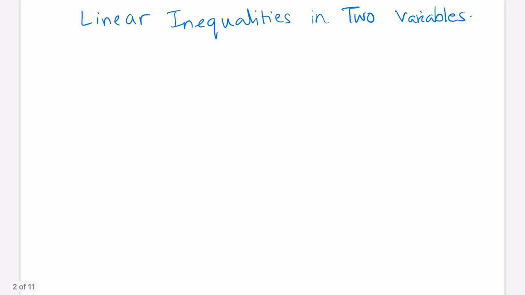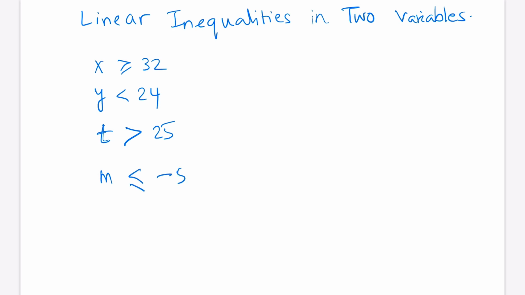So if you may recall, in the last video we covered linear inequalities in one variable, for example x is greater than or equal to 32, y less than 24, or rather let's use another variable here, t is greater than 25, m is less than or equal to -5. So these are linear inequalities in one variable, alright, but today we will talk about linear inequalities in two variables.